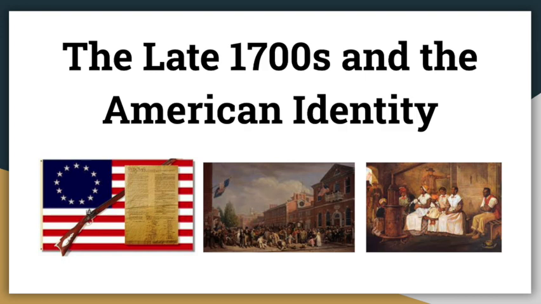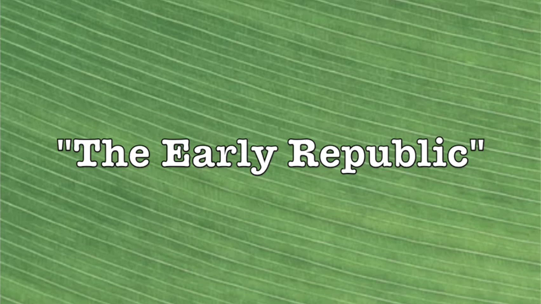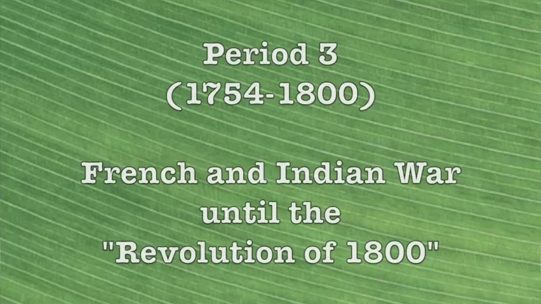In this video, we are going to explore the defining moments and concepts that shaped the United States. We are diving into the late 1700s, a crucial period for the formation of American identity. This time period is often called the early republic in our nation's history. Think period 3 of the APUSH curriculum, which lasts from 1754, the beginning of the French and Indian War, up until 1800, which is when Thomas Jefferson won the presidency in what was called the Revolution of 1800.